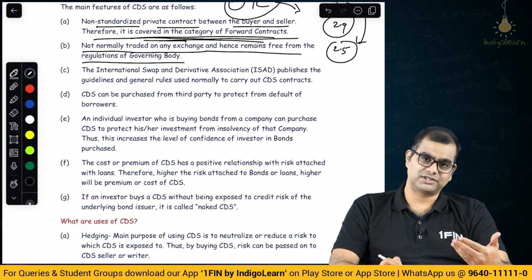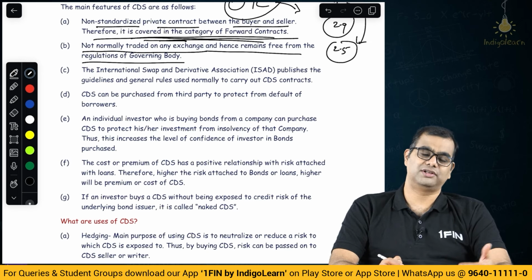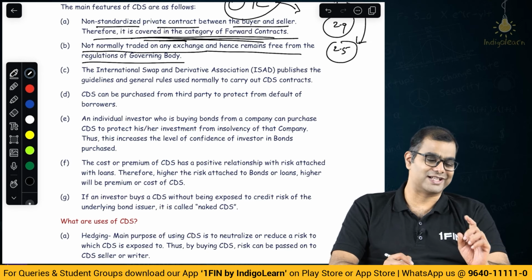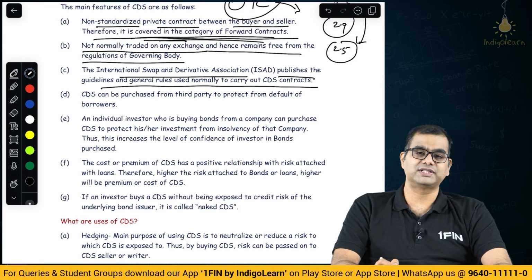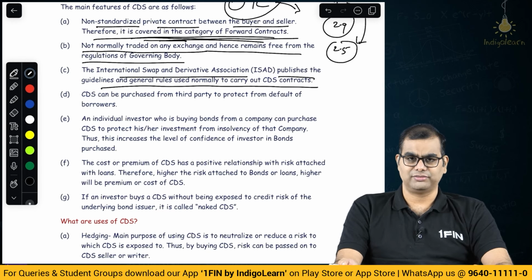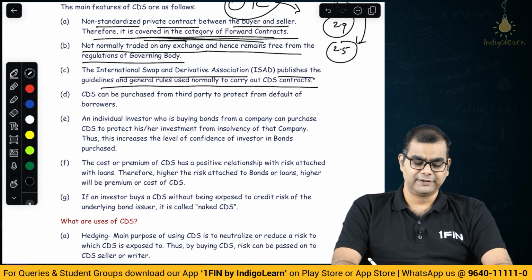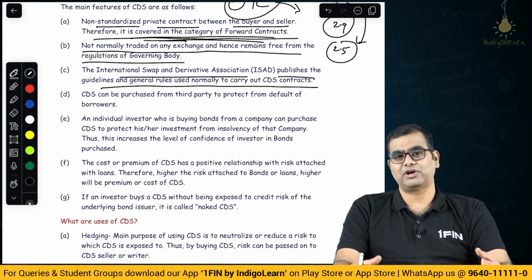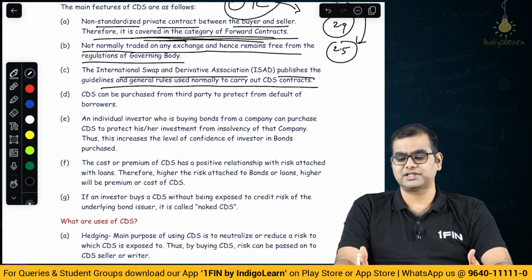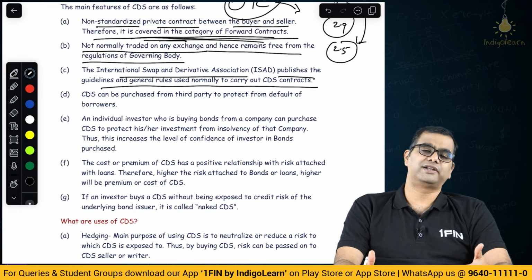You should have some regulation, and these are very important tools of managing credit risk, not financial risk, managing credit risk. ISDA, the International Swap and Derivatives Association, publishes the guidelines and general rules used normally to carry out a CDS contract. It's an association formed by all these big players. They come out with standards, a self-regulatory body kind of a thing, with documentation which says this is the document you are supposed to follow if you are entering into a CDS.